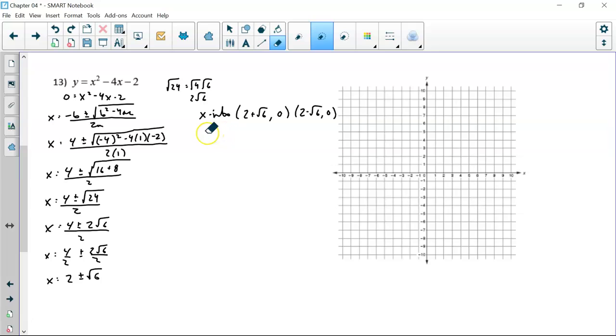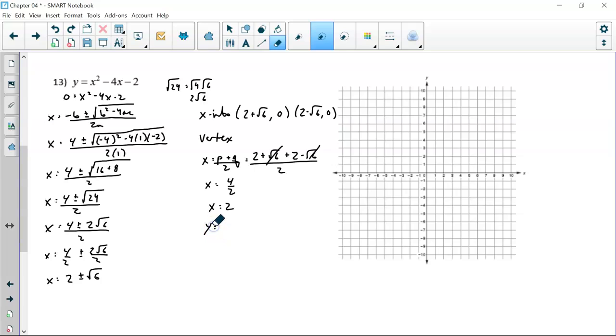Now, to find my vertex, x equals (p plus q) divided by 2. So I'm going to add up 2 plus the square root of 6 and 2 minus the square root of 6 and divide that by 2. Now, it looks difficult, but what happens here is the square root of 6 cancels. So x equals 2 plus 2, which is 4, divided by 2. So x equals 2. It actually worked out okay.